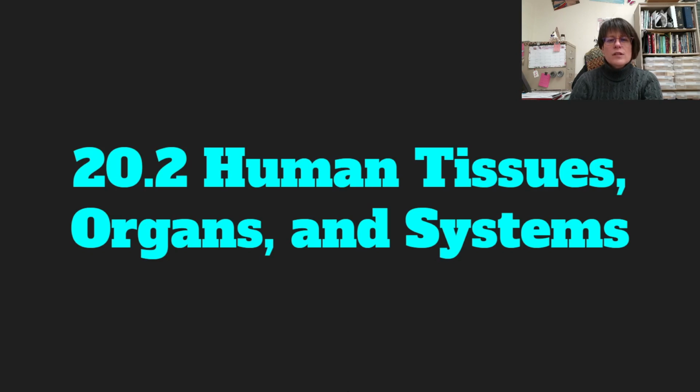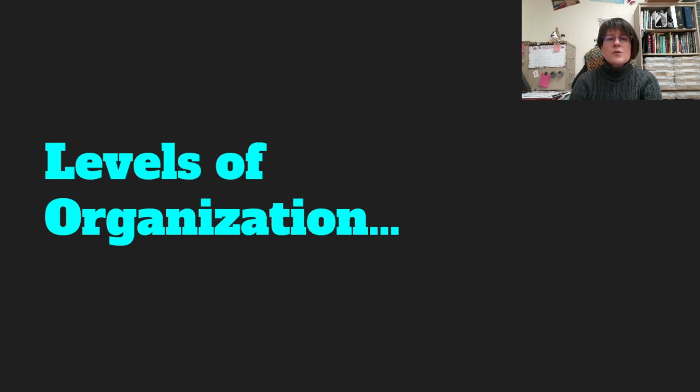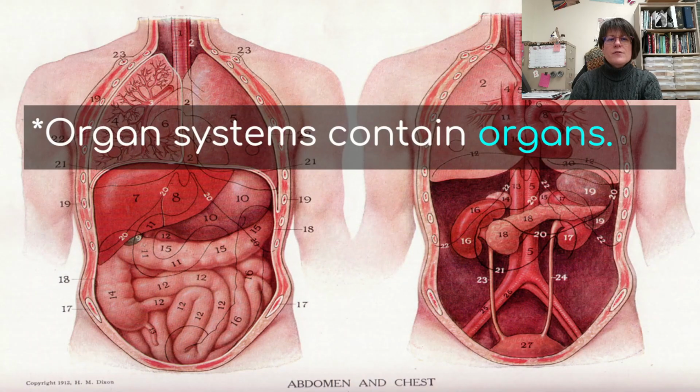So let's take a look at more the anatomy side. We're going to take a look at human tissues, organs, and systems. So the first is the levels of organization, which should sound familiar. The first level organization is organ systems, and organ systems contain organs. And we can see actually a number of organ systems here. We can see parts of the digestive system, we can see the respiratory system, we can see the excretory system, the circulatory system, many different systems represented in this picture in the background.